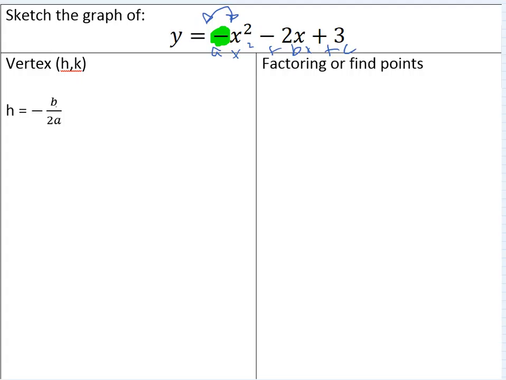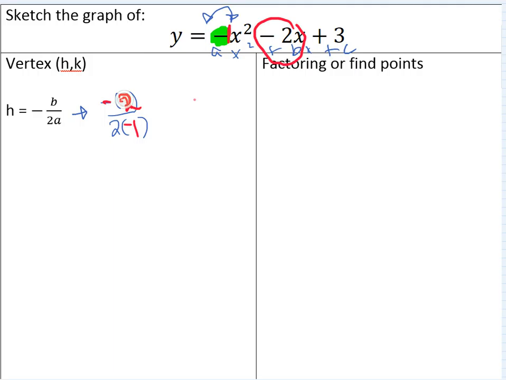And we're going to plug our b and our a into our vertex formula. So we're going to have negative something over 2 times something. So negative, we're going to plug in b. B happens to be negative 2. So we're going to plug in that negative 2, and then we're going to plug in negative 1 for a.